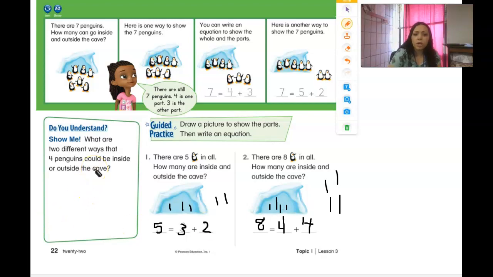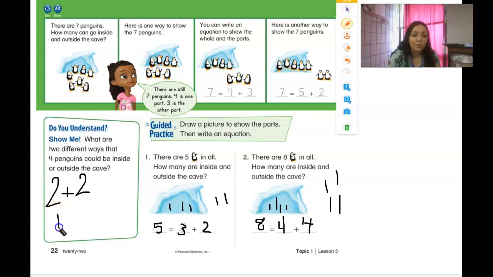Right here it says, what are 2 different ways that 4 penguins could be inside or outside of the cave? So it wants us to think about that. So the number 4, how can I break apart the number 4? That's right. The first thing that comes to mind is 2 plus 2. We could have 2 inside and 2 outside, and that would equal 4. What else could I do?